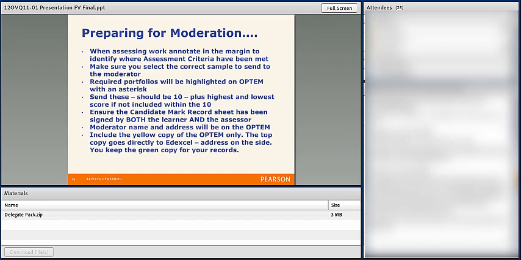If you have a group of more than 10, you should send 10 portfolios. You should also send the highest and the lowest score if that isn't included within the 10. So you should be sending a maximum of 12 portfolios: the 10 that are asterisked plus the highest and lowest if not included within the 10.